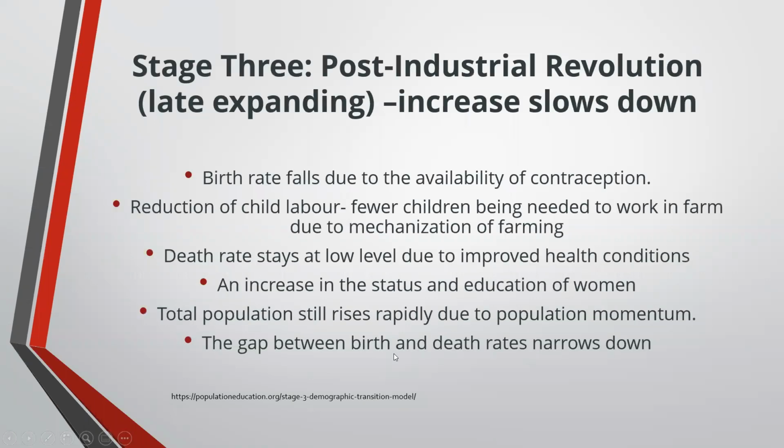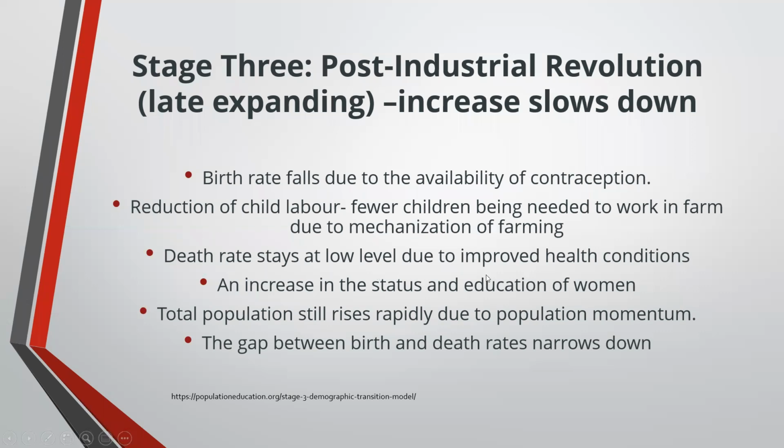Now coming to stage 3, this is the post-industrial revolution, the late expanding stage. Here the population still increases, but the increase has slowed down. The birth rate falls due to the availability of contraception; family planning played an important role in this stage. And there is a reduction of child labor, with fewer children needed to work on farms due to the mechanization of farming. So technology also played an important role for countries moving from the second to the third stage.